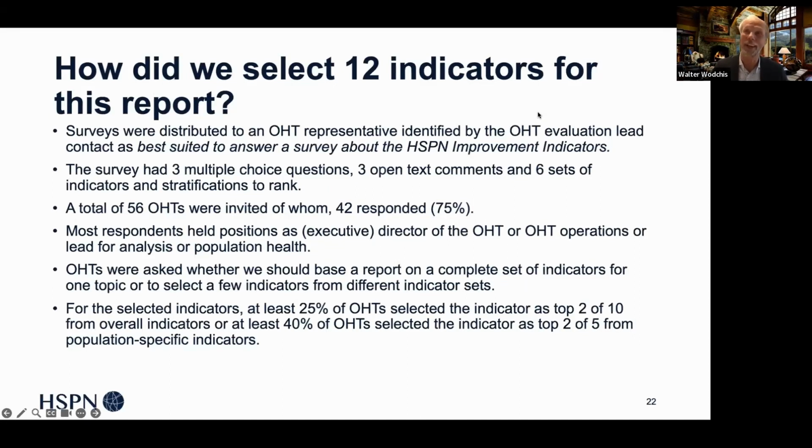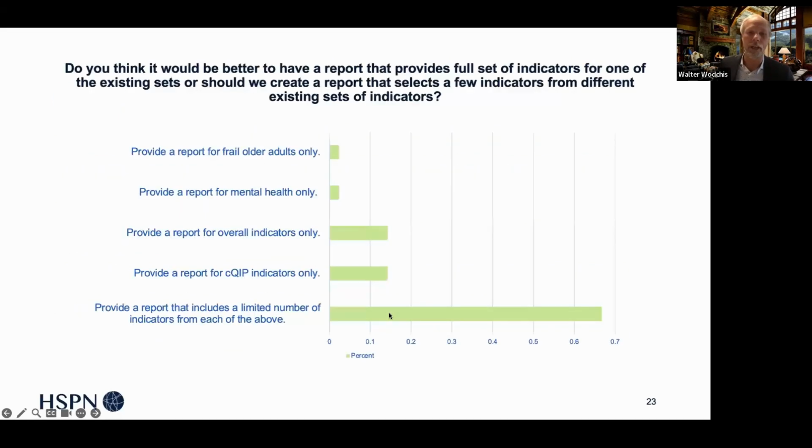So we forced, and everybody didn't like doing this. In fact, I think we had one team refuse to do this, is to rank the priority of the indicators in order for us to be able to focus in on those things that are most important to the Ontario Health teams themselves. So this is one of the questions we asked.